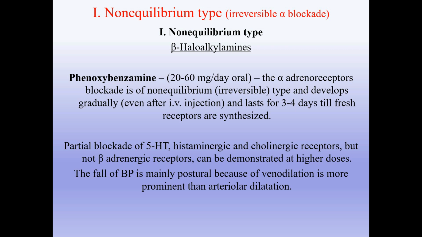First, non-equilibrium type, irreversible alpha blockade. Phenoxybenzamine, 20-60 mg a day orally. Alpha-adrenergic receptor blockade is of non-equilibrium irreversible type and develops gradually even after IV injection and lasts for 3-4 days, till fresh receptors are synthesized. Partial blockade of 5-HT, histaminergic and cholinergic receptors, but not beta-adrenergic receptors, can be demonstrated at higher doses. The fall of BP is mainly postural because venodilation is more prominent than arteriolar dilation.